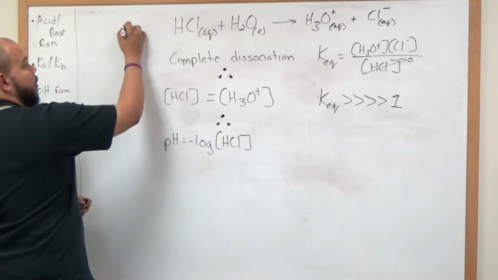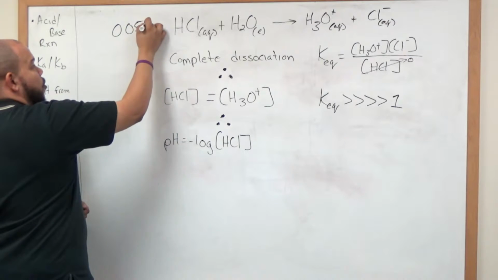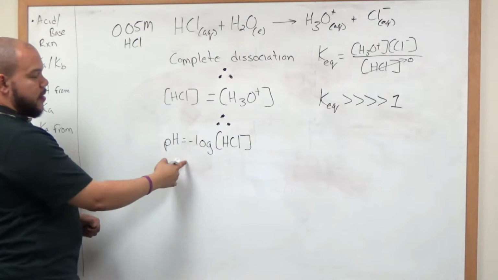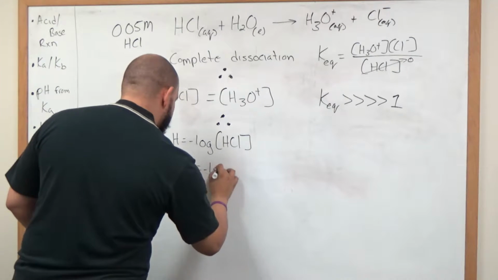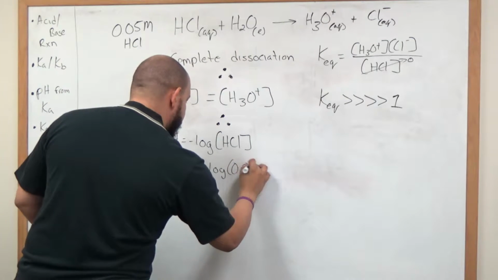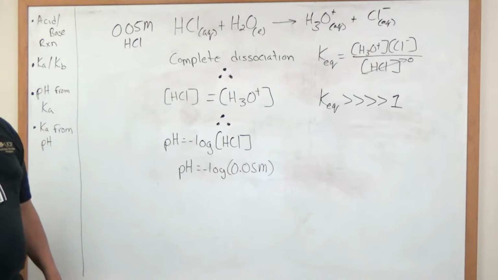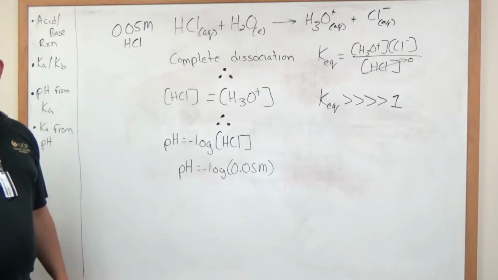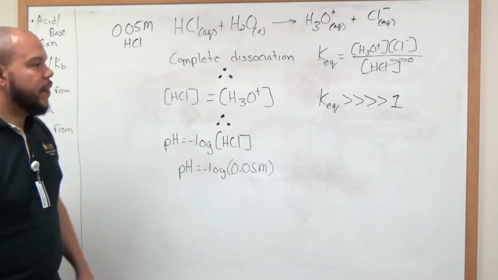So, for example, if I told you that you had 0.05 molar HCl, then to get the pH of that, we would take pH equals negative log 0.05 molar. And that would give us the value for pH once we plug this in the calculator. Again, it is not minus sign, it is negative log of the concentration.